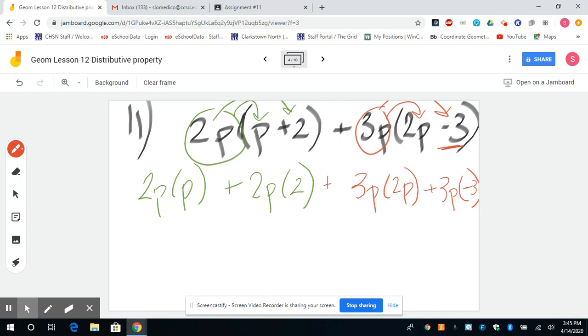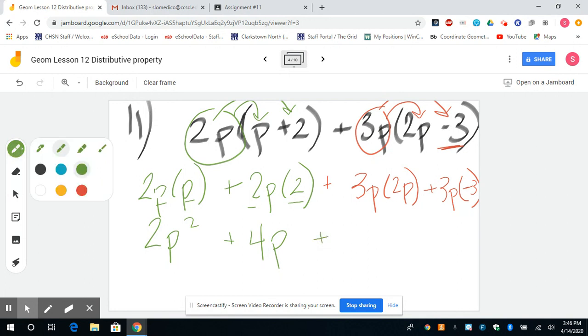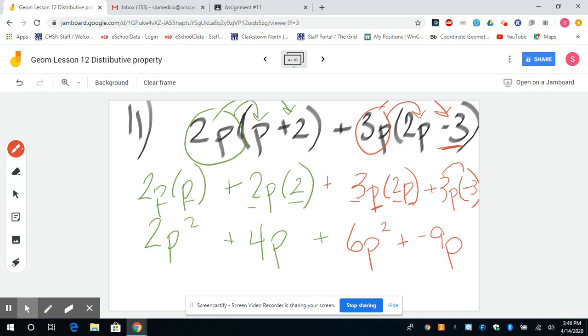So here we get 2, and then remember p times p is p squared, plus 2 times 2 is 4p, plus, and then let's do this side. We have two numbers, so 3 times 2 is 6. P times p is p squared, plus or minus, right? We have a 3 times 3, which is a negative 9, and then we add the p there. So numbers go with numbers, letters go with letters.